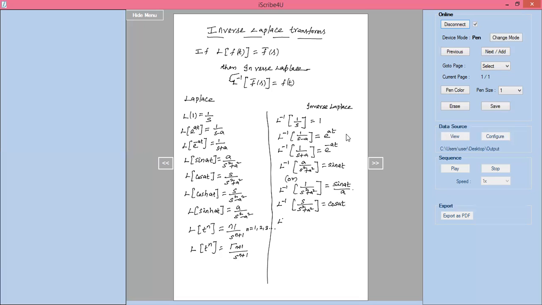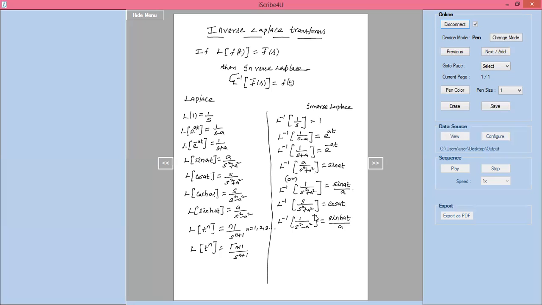L inverse of 1 divided by s square plus a square comes, I'll write it as sin at divided by a. Here, a by s square plus a square is sin at. Here I have written just a by s square, because this a is not given sometimes. So 1 divided by s square plus a square is nothing but sin at by a.